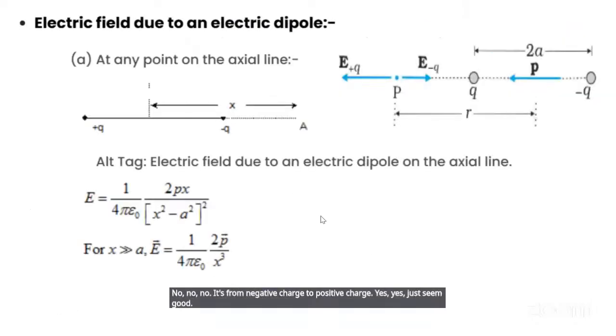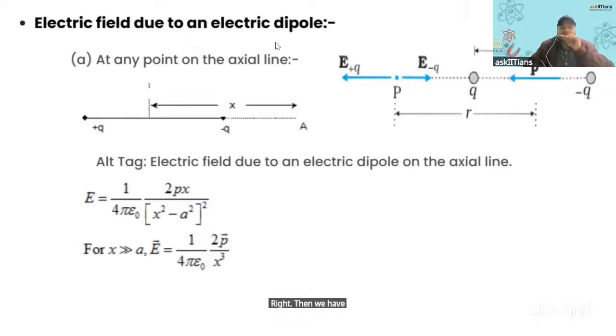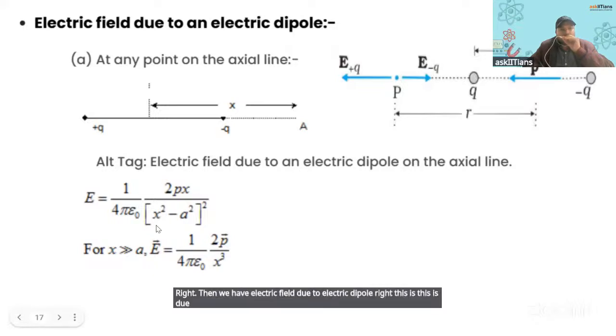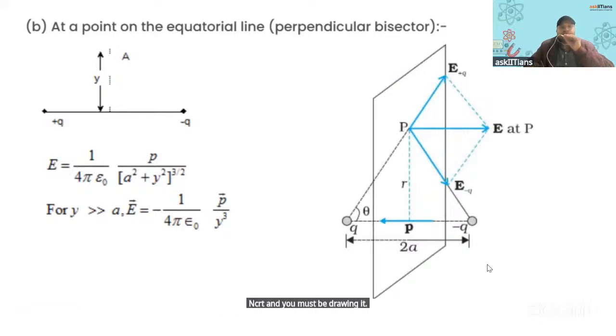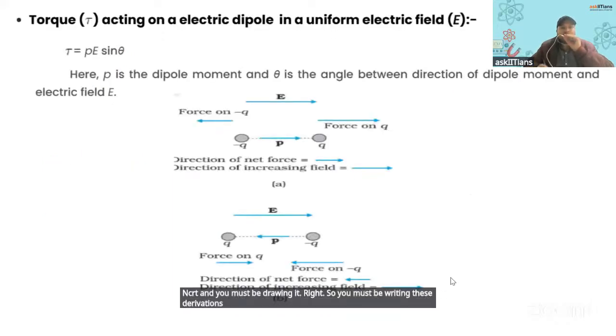Right. Then we have electric field due to an electric dipole, at an axial point. This derivation is important. Then the equatorial line, this derivation is important. These are the diagrams from the NCERT, and you must be drawing them. You must be writing these derivations again and again, two times, three times.